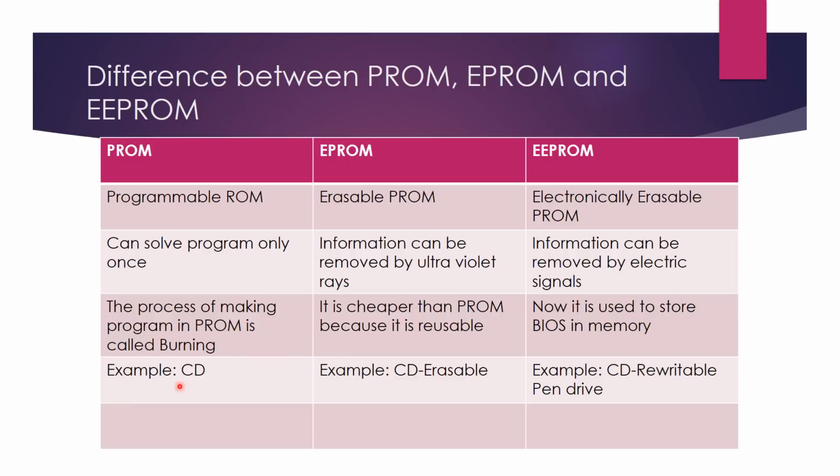One example is CD. EPROM is cheaper than PROM because it's reusable. Definitely we can reuse this EPROM, so it's going to be cheaper. One example of EPROM is a erasable CD. EEPROM is used to store BIOS in memory, and its examples are rewritable CDs and pen drives.